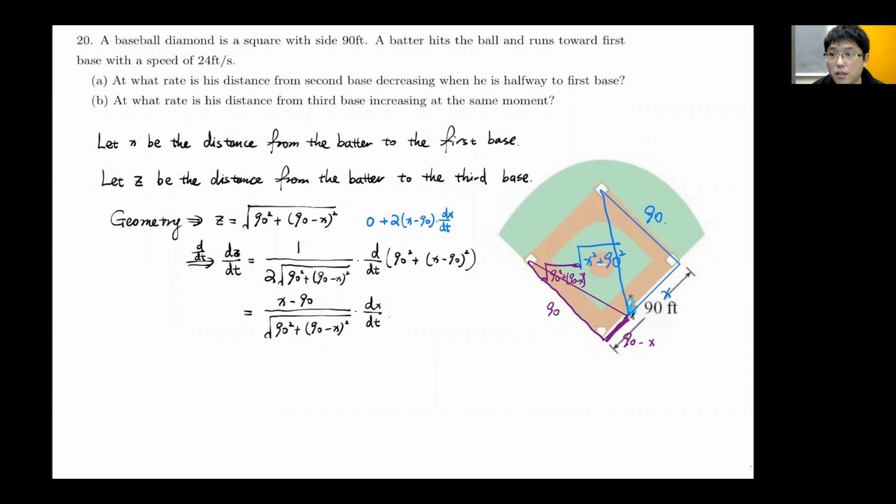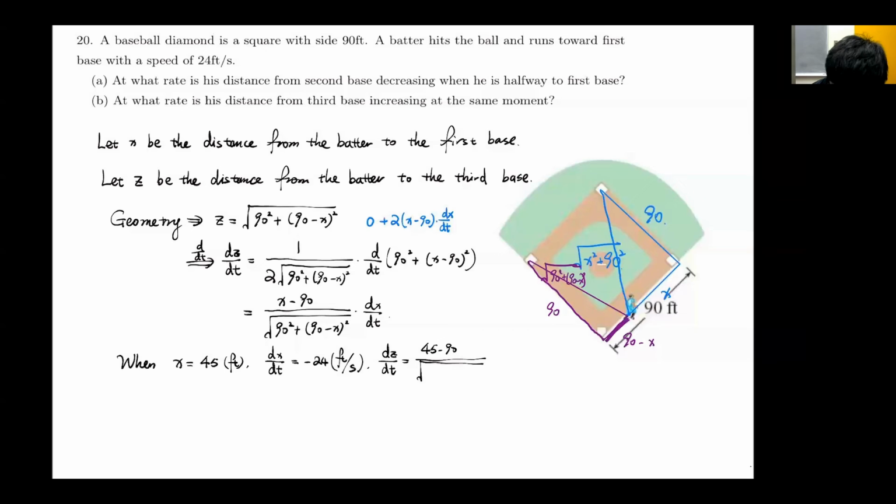Since part B is asking for the rate of change at the same moment as part A, x is still going to be 45 feet. And moreover, dx over dt is still going to be minus 24 feet per second. So dz over dt is simply going to be 45 minus 90 divided by root of 90 squared plus, well, 90 minus x is 90 minus 45, which is still 45. So there will be the same guy in the denominator, 90 squared plus 45 squared. And then this whole thing times minus 24.